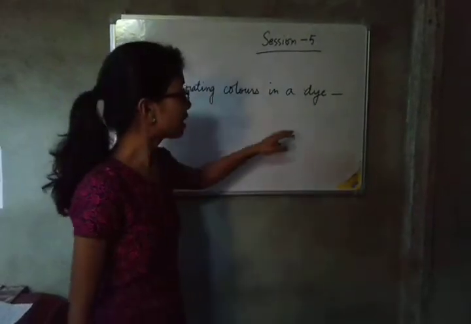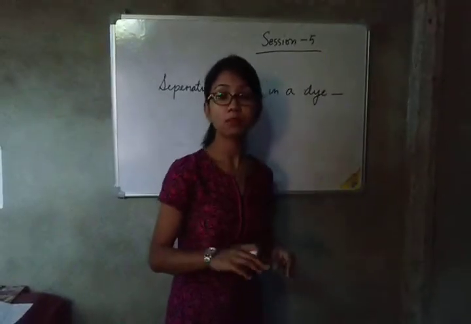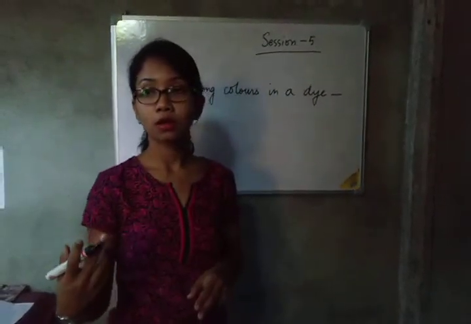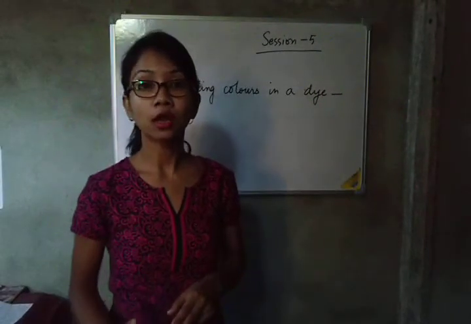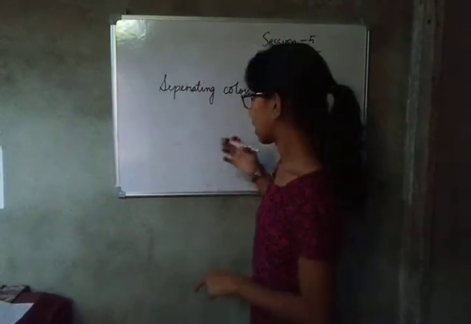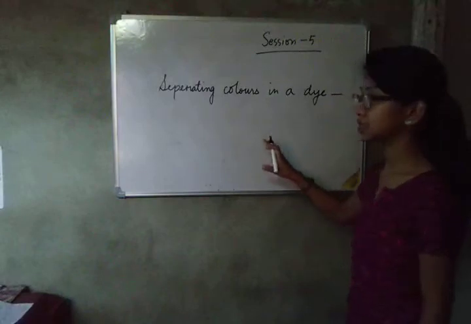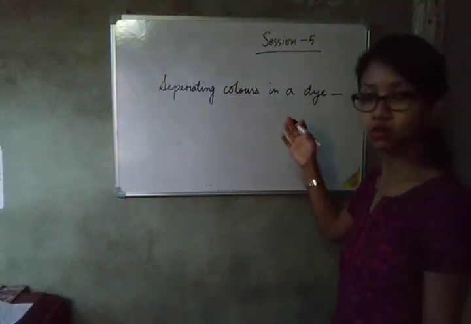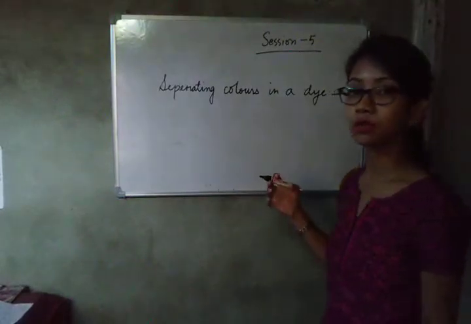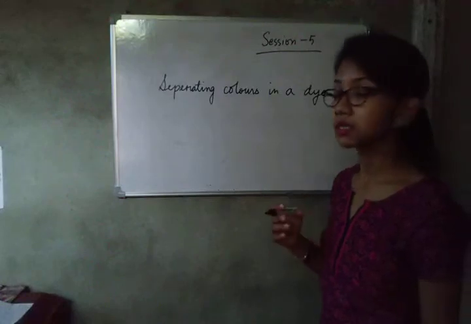So what is a dye? A dye is a compound in which two or more colors are present. Okay, it is a dye. Now how can we separate colors in a dye? Because the dye consists of more than two colors, we have to separate the different colors present in a dye. So there is a technique called the chromatography technique.